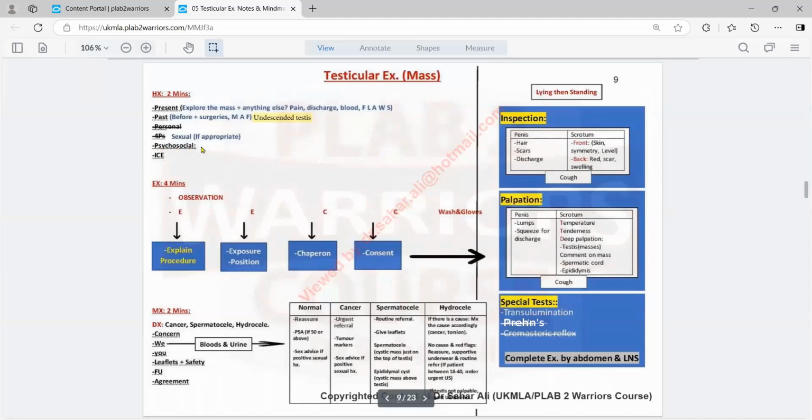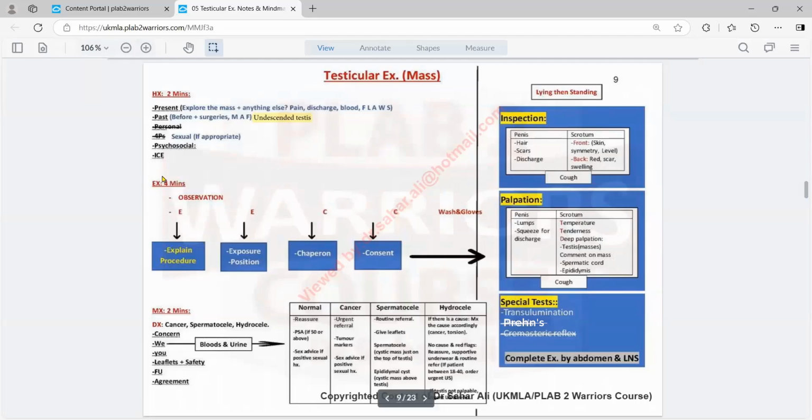Psychosocial, you can ask, how have you been affected by these thoughts? You can ask this. Then you move on to ideas, concerns, expectations. Usually in combined cases, you focus on concern and that's it. Don't waste your time on, do you have any idea what might be the cause, any expectations and these things. Just concern. What's your main concern, Mr. X? All right.